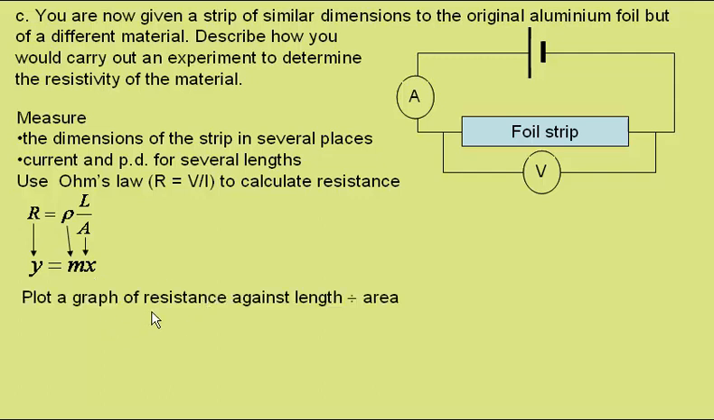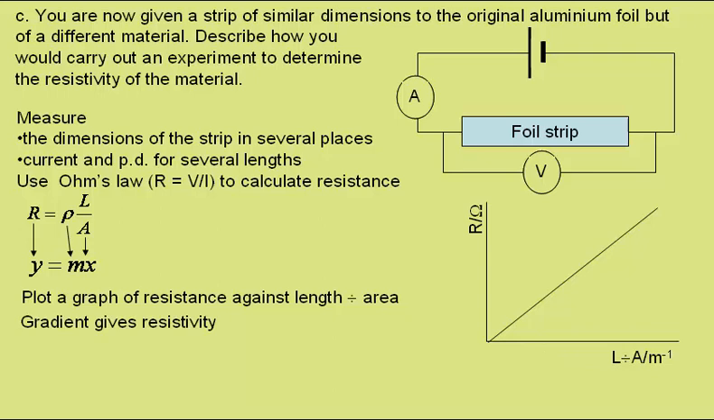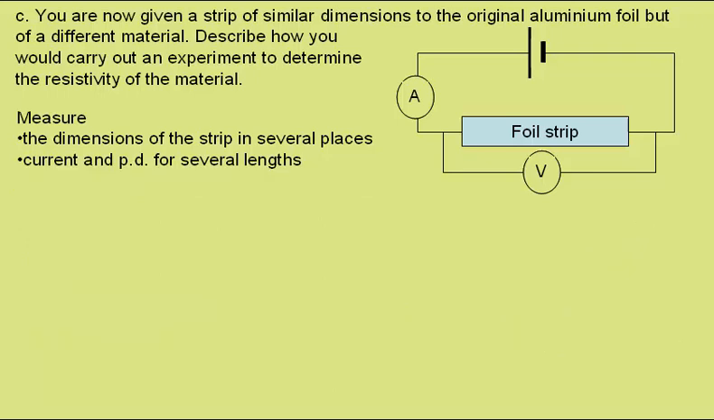Then we can plot a graph of resistance against length over area, and we should get something like this: resistance on the y-axis, length over area on the x-axis. And we should get a straight line through the origin, and the gradient will give us the resistivity. You could do this by cutting the strip, or simply having the connections closer to each other.